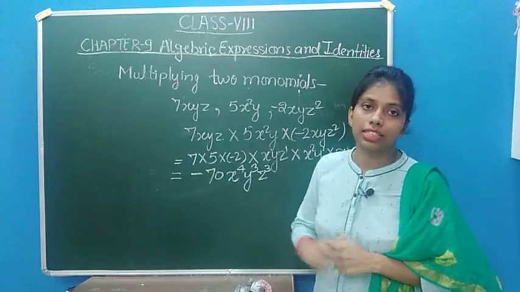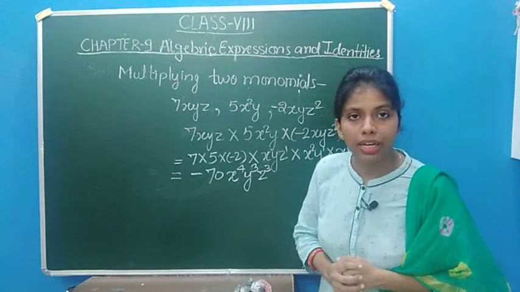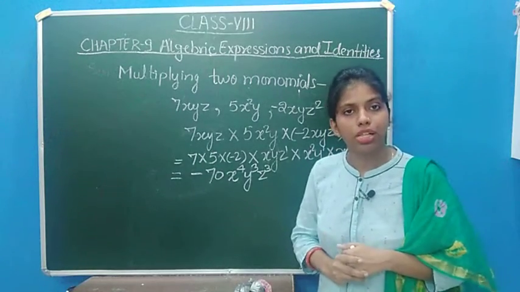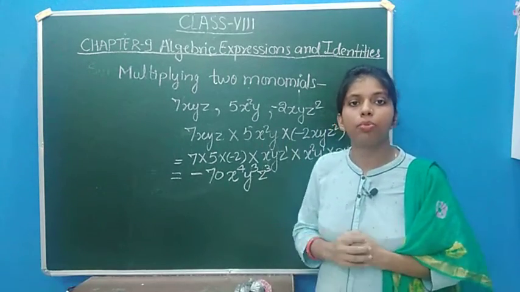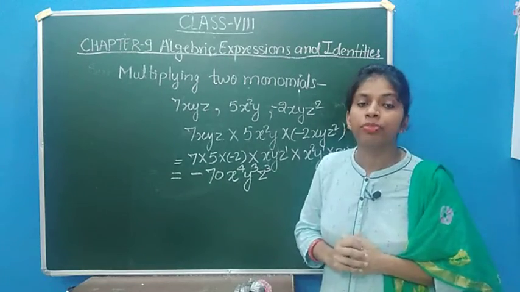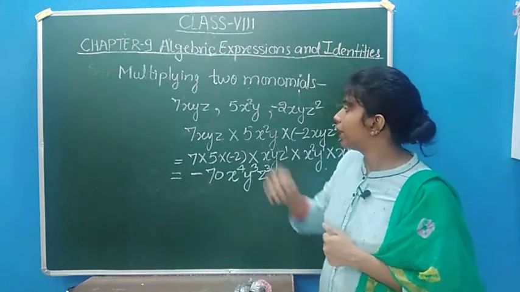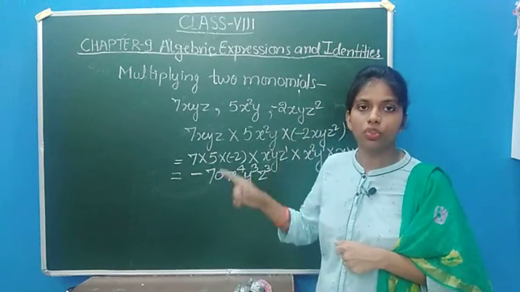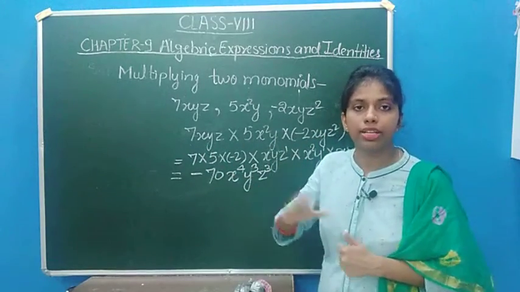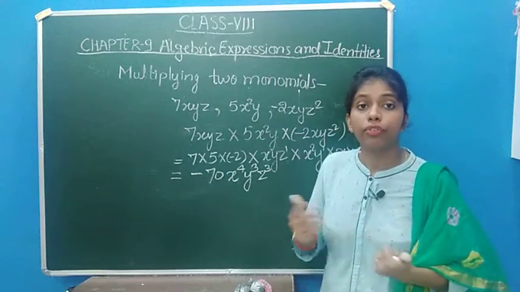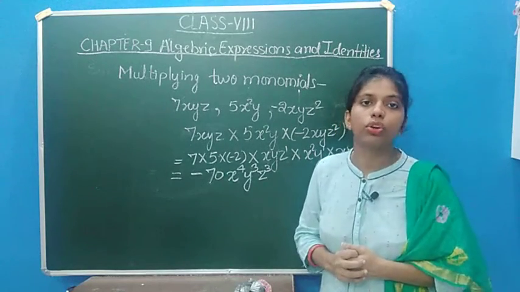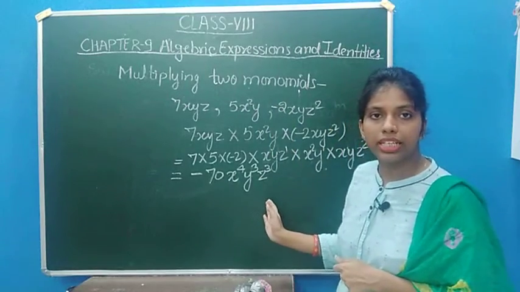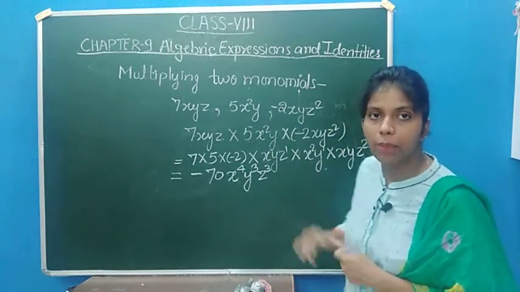Okay, so this is the way we have to do the multiplication of 2 or more than 2 monomials. It doesn't matter how many monomials we take. What we have to do? We're going to multiply them. Coefficients are going to be multiplied with each other and variables are going to be multiplied with each other. If we have the same variable, then the power is going to be added. Okay, so like this I have already explained with these 2 examples.